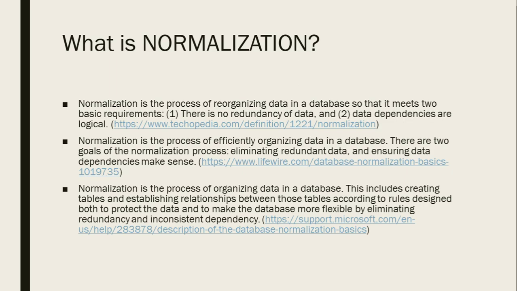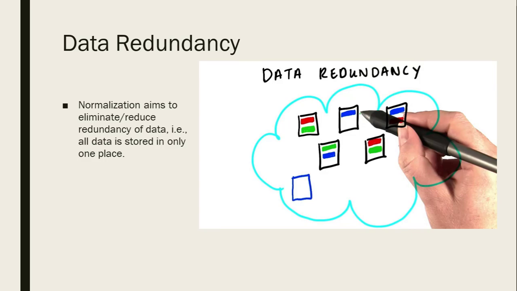There are two key terms that we can take away from these definitions. One is redundancy of data, and then the second one is data dependency. So let's talk about them. Data redundancy simply means duplication of records. It's as simple as that. Normalization aims to eliminate this, and that is, all data should be stored in only one place.